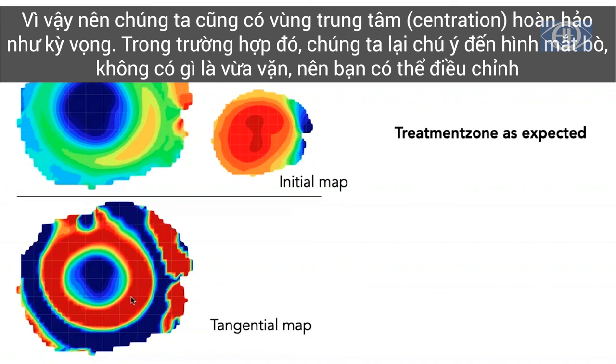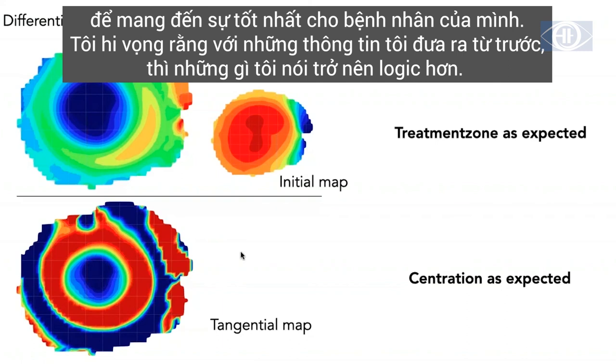It's perfect. So we have a centration as expected as well. In that case, we deal with a bullseye. There is nothing fitting-wise you can adjust to make it better for your patient. So imagine that. I hope this is already much more logical right now with the information I gave you previously.